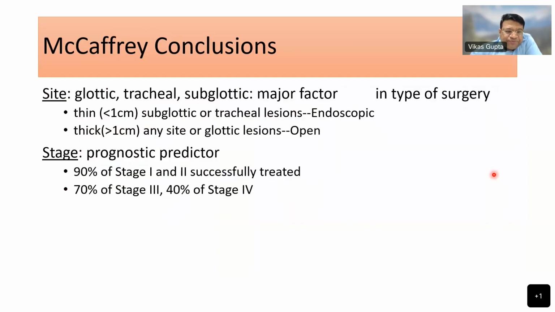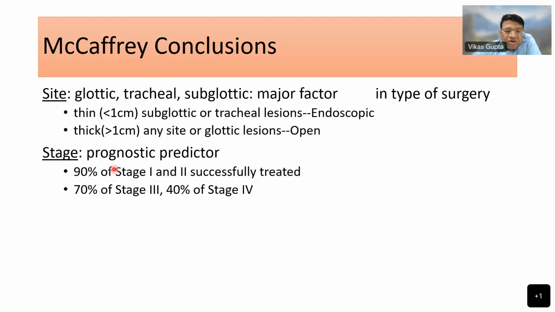So he concluded that involvement of the glottic, tracheal and subglottic sites is a major factor in the type of surgery. If it is thin subglottic or tracheal lesions, he said that endoscopic management can suffice. But if it is thick, that is the thickness of the stenosis is more than 1 centimeter on any side, or if the glottis, that is the vocal cord, is involved, then endoscopic management is not usually sufficient. One has to go for an open surgical procedure.